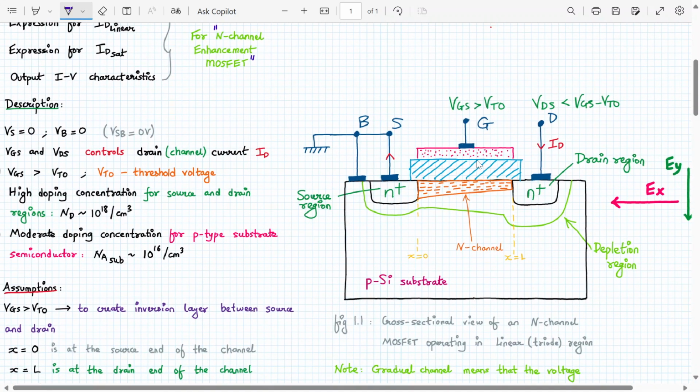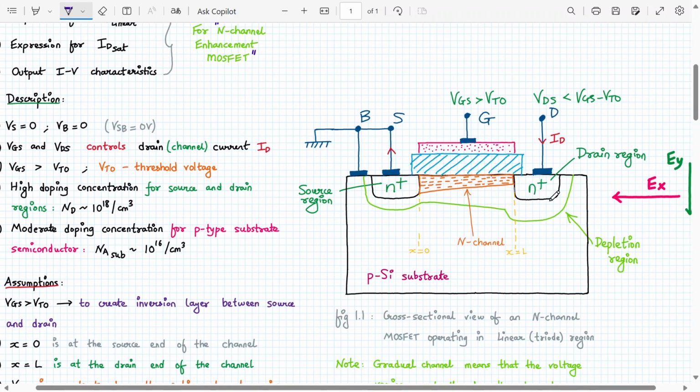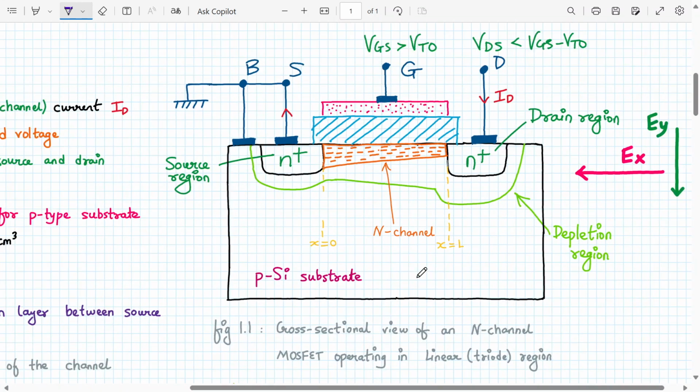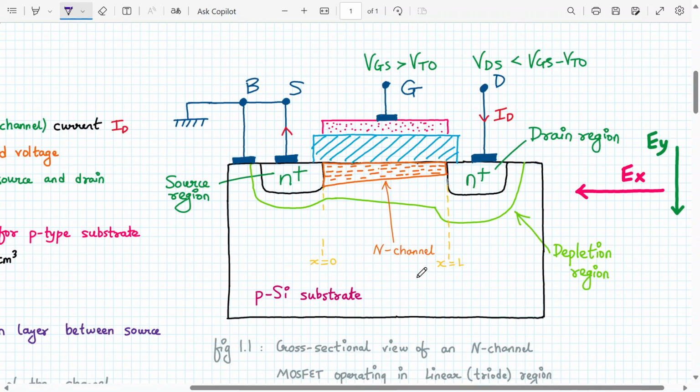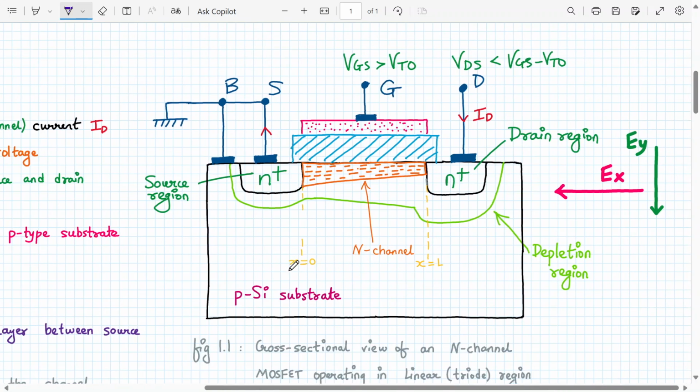Okay, so listen very carefully. I am not drawing this again, this has already been drawn over here. This is a cross sectional view of the N channel operating in the linear or triode region. It's called linear, triode, or non-saturation, one and the same. Okay, so let me recap. This is my P silicon substrate. This is the N plus diffusion region for the source, and N plus drain. This is my gate. This is my oxide, the blue color is my oxide. This is my N channel. What is this light green color? Depletion region. And I hope you understand why it is more over here. This is my source region, this is my drain region.